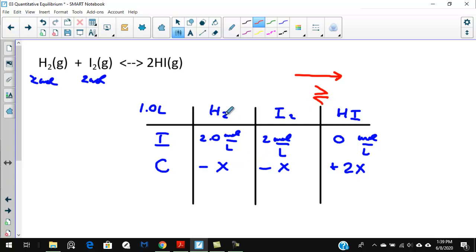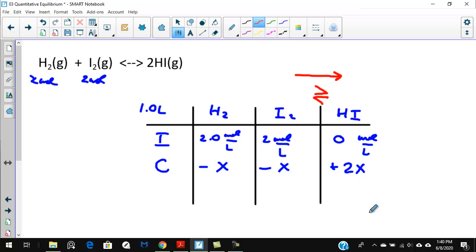Okay, so I put the 1X here for the H2, made it a negative. This is 1-to-1, so that's also a negative X. And then this is 1-to-2. And we're crossing the sign, or the formation sign, so we're going to make that a positive, and it becomes positive 2X.